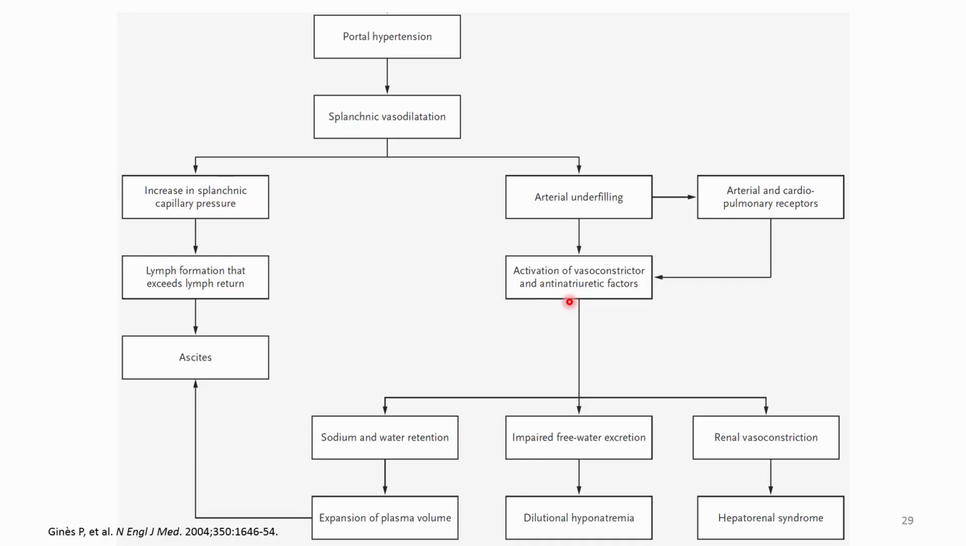And the other thing that vasoconstrictors and anti-natriuretics do is that they can impair free water excretion. So these patients typically have hyponatremia. And then it can also cause renal vasoconstriction, so patients can get something referred to as hepatorenal syndrome, which is beyond the scope of this topic. I will not talk about hepatorenal syndrome.